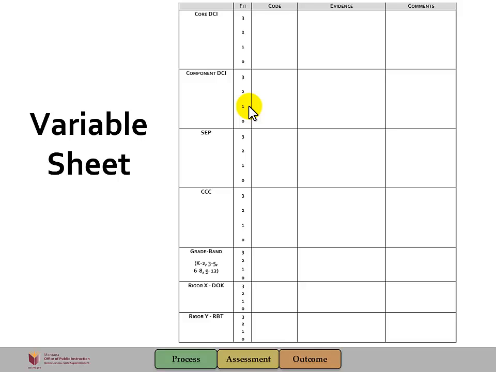So as you wade through your alignments, focus on what disciplinary core idea is most appropriate for this item. What DCI component is most appropriate? What practice is most appropriate? What cross-cutting concept is being met for this item? And what grade band is most appropriate for this item? Lastly, for the rigor, what depth of knowledge and revised Bloom's taxonomy level is most appropriate for this item?